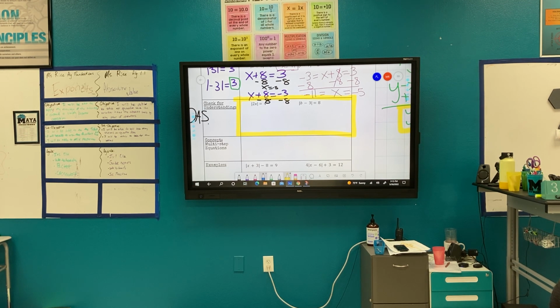No se pasa negativo porque no estamos restando. Aquí el 2 y la x se están multiplicando. Se dividen los dos lados. So you need to work with it. Ahora, x es igual a 4 divided by 2.